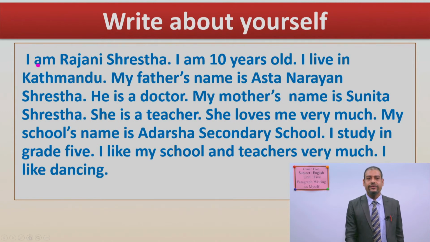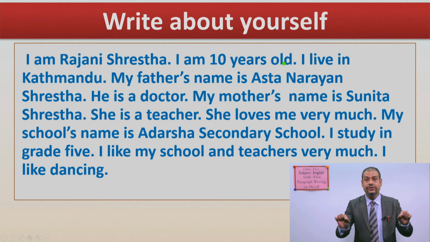See, now you can write down in your exercise book, I am. Now write down your name here. I have written here, Rajani Shrestha. You can write down, I am your name. Have you finished? Very good. Then write down your age. I am 10 years old.